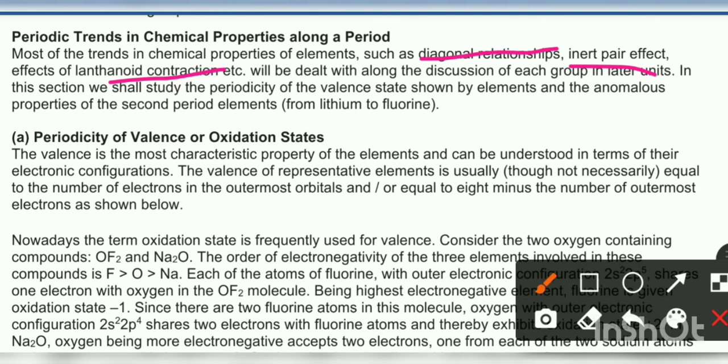In this session, we shall study the periodicity of the valency state shown by elements and the anomalous properties of second period elements from lithium to fluorine. The first part of the periodic trend in the chemical property along the period is periodicity of valency or oxidation state.